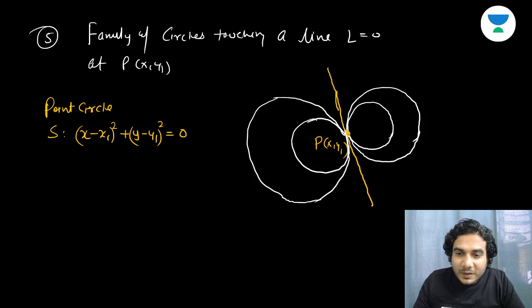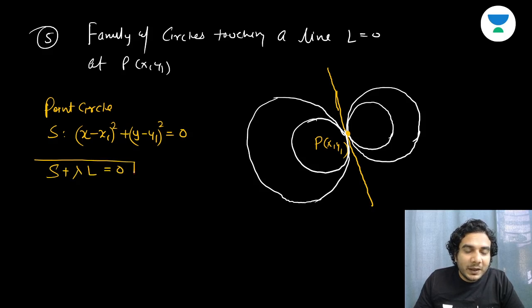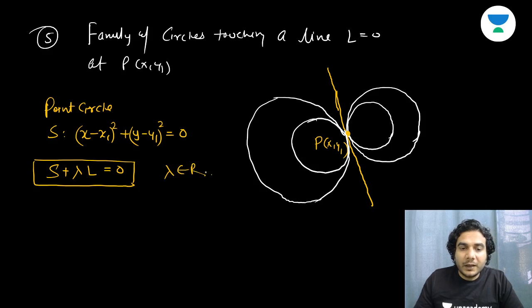So this point is also representing a circle actually. And if you write the equation S plus lambda L, it will basically represent a circle of any radius, where lambda belongs to R. For different values of lambda, it will represent a circle which will pass through x1, y1, of course, because x1, y1 will satisfy S is equal to 0 as well as the line.